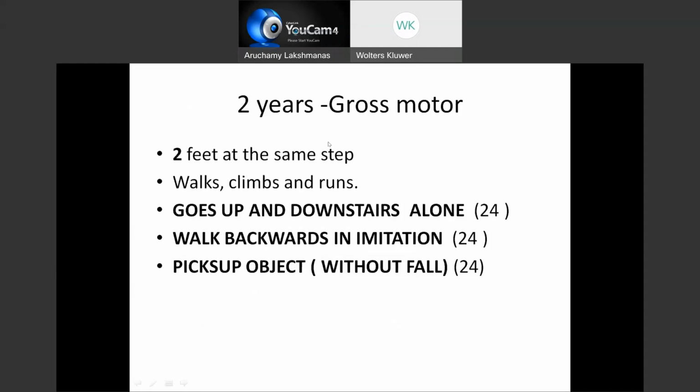By 2 years, 2 feet at the same step. That is, it walks 1 step at a time. When it walks upstairs, 2 feet at the same step. Remember that. So 1 step at a time. So it will walk, climb, and run, and go up and down stairs alone, walk backwards in imitation, and pick up an object without a fall.